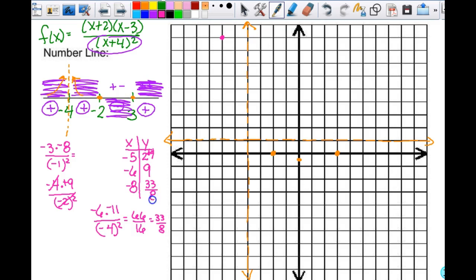33 over 8. So then you just figure out what that means. How many times does 8 go into 33? 4 with 1 left over, so that's 4 and an eighth, right? So I go to negative 8, and then 4 and an eighth, 1, 2, 3. That just means 4 and a tiny little bit, because that's the best we can do. And then I'm going to sketch that in, and it looks something like that. Okay, so there's that section of the graph.